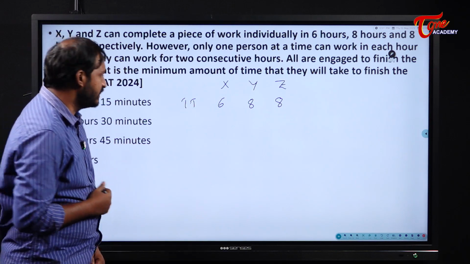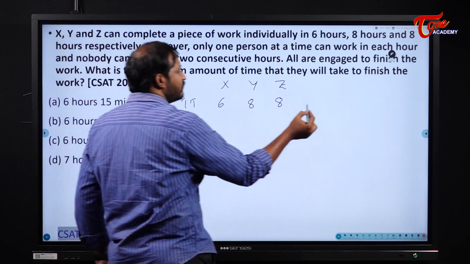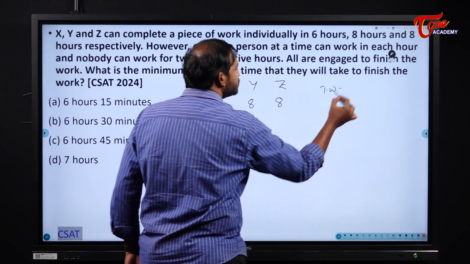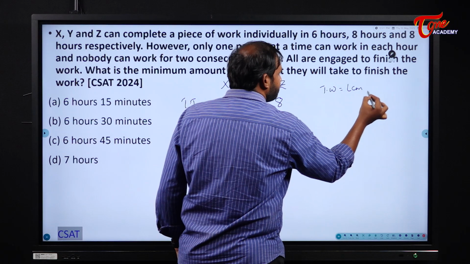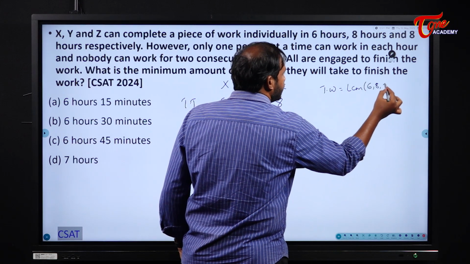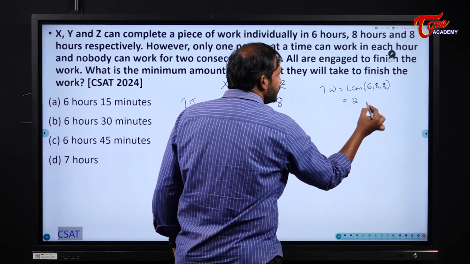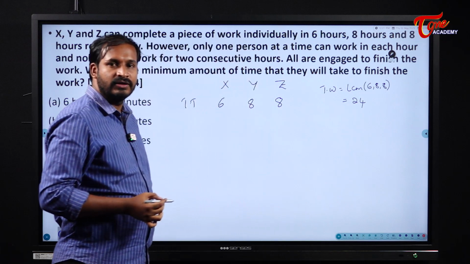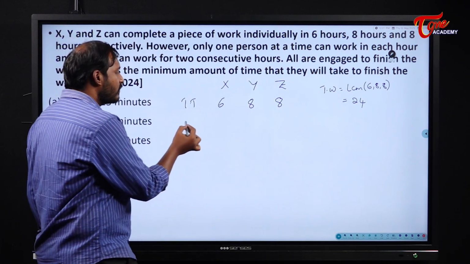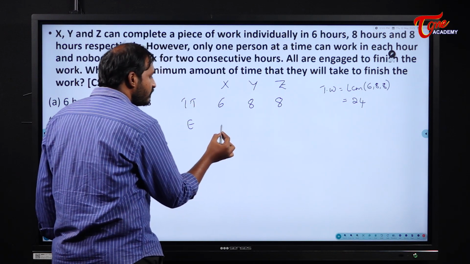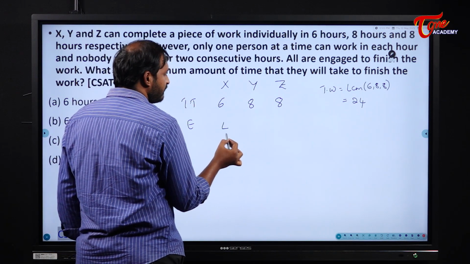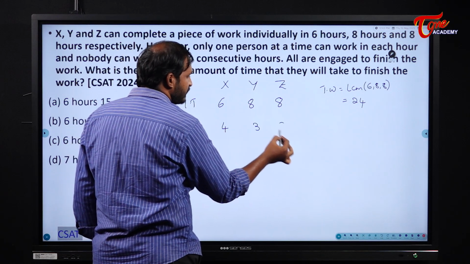Okay, students, now see here. First of all, as usual, find the total work. What is the total work for me here? Total work is the LCM of 6, 8, 8. What is the LCM of 6, 8, 8? 24. 24 is the LCM of 6, 8, 8. Now write down their efficiency. What is the efficiency of X? 4. Efficiency of Y is 3 and Z is also 3.